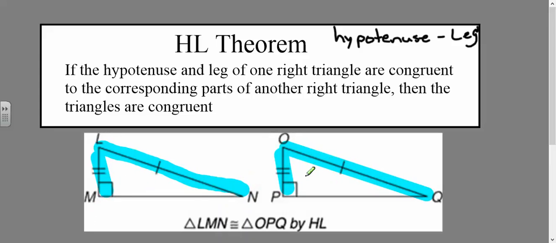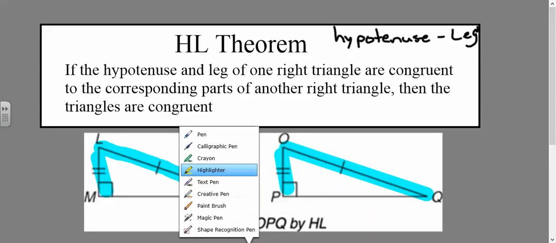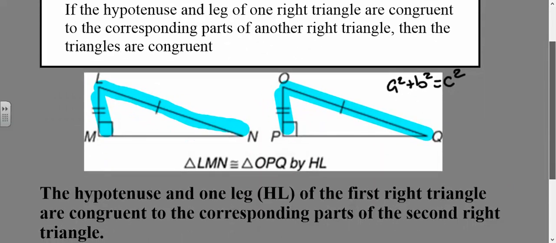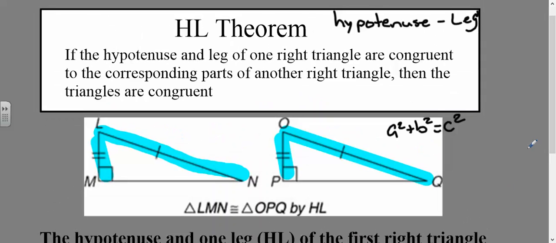And if you think about that, that has to be true, because with a 90-degree angle, you're using the Pythagorean theorem, right? A squared plus b squared equals c squared. So if you have two of them that are equal, the third one has to be equal. It has to be a congruent triangle. So again, make sure you have that down in your notes with the picture.